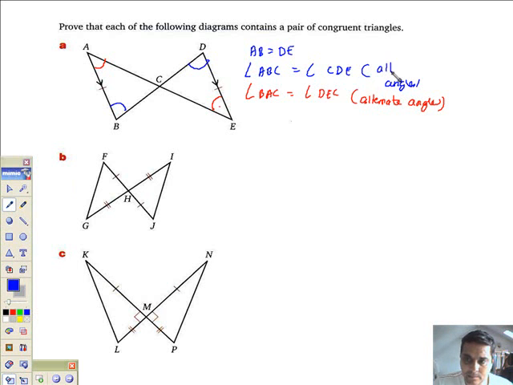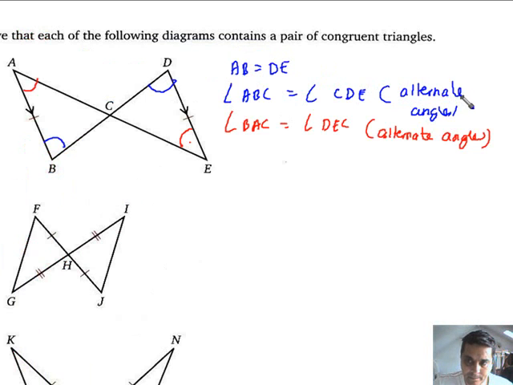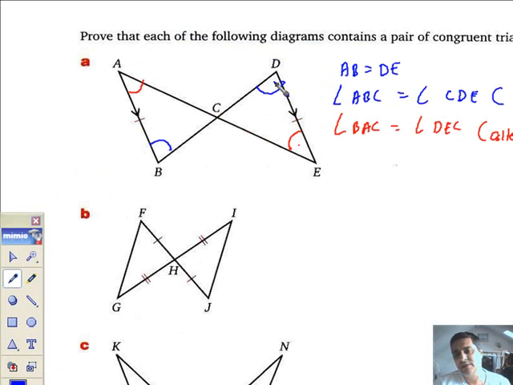Alternate angles. So here we go. This blue angle here, the B angle, is alternate to the D angle there, and this red A angle is alternate to the other red E angle. So what have I got at the moment? Well, if I stop and pause for a moment, I've got angle, side, angle. Red and side and blue. So angle, side, angle, and I therefore I've proved that they're congruent.